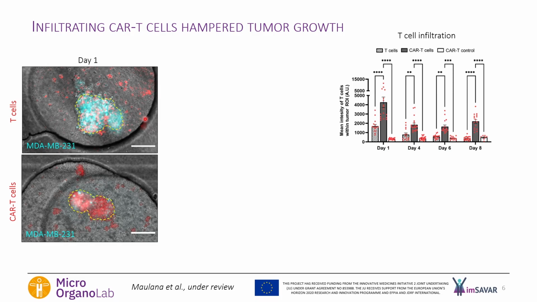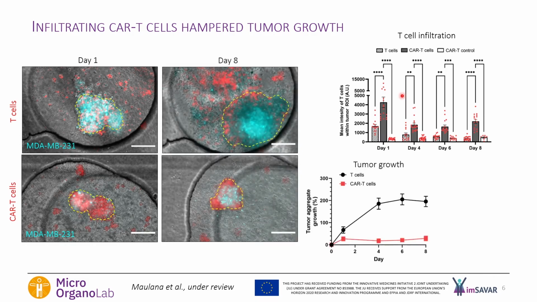But in the CAR T cell condition, we could see a significantly higher density of infiltration, as you could see here. Here we measure, for example, the mean intensity of the T cells within the tumor region of interest, and it is also significantly higher compared to the CAR T control condition, where we perfuse the CAR T cells through chips containing ROR1-negative fibroblasts to also assess off-target effects. And this is consistently happening throughout the 8 days. So we had a high density of infiltration of CAR T cells on day 1, 4, 6, and 8, basically.